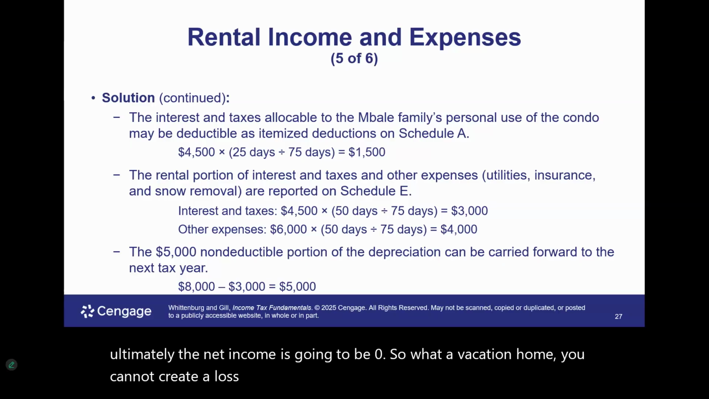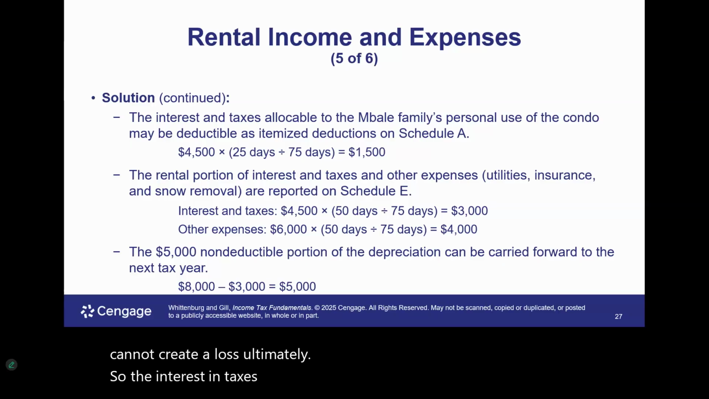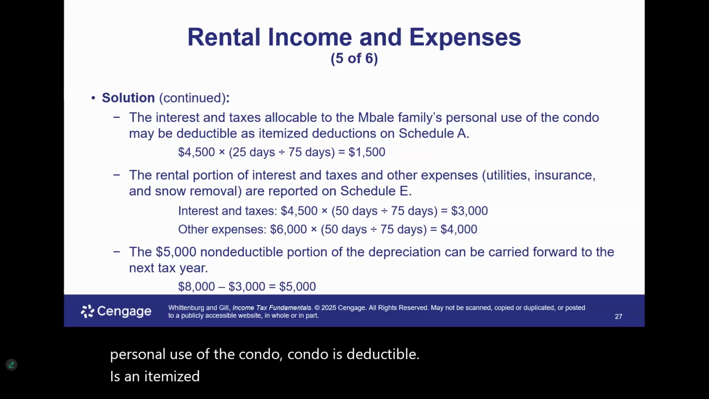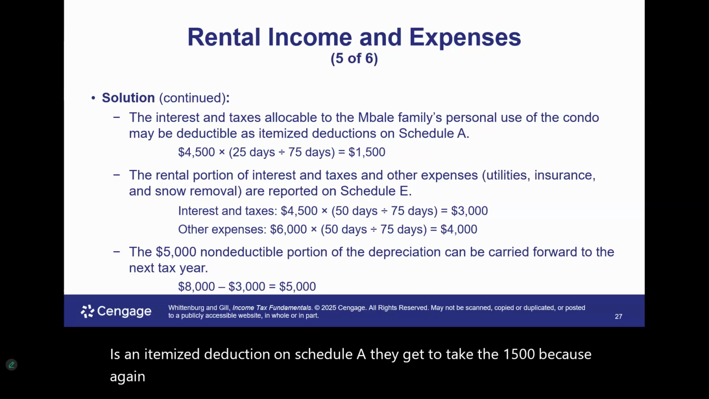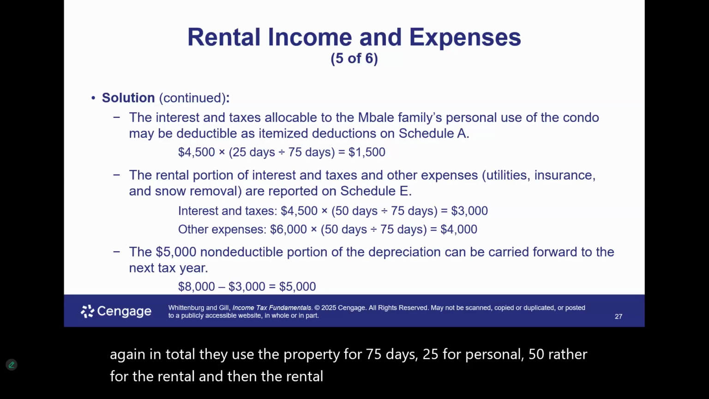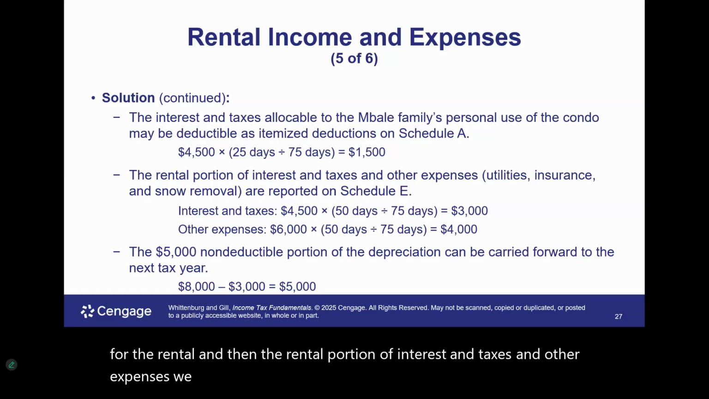So the interest and taxes, as we pointed out, allocable to the MBL family's personal use of the condo is deductible as an itemized deduction on Schedule A. They get to take the 1,500 because, again, in total, they use the property for 75 days, 25 for personal, 50 rather for the rental. And then the rental portion of interest and taxes and other expenses, we ultimately, again, take the difference between the two. They're going to be reported on Schedule E.